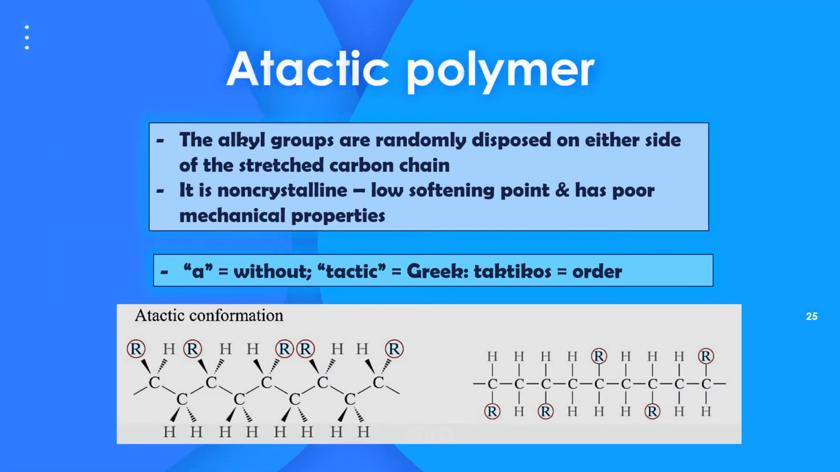Okay, atactic polymers have the alkyl groups randomly disposed on either side of the straight carbon chain. So it's randomly arranged, not in sequence. It's non-crystalline, has a low softening point, and has poor mechanical properties. The 'a' in atactic stands for without, and tacticos means order, so without order. The alkyl groups are not in order.